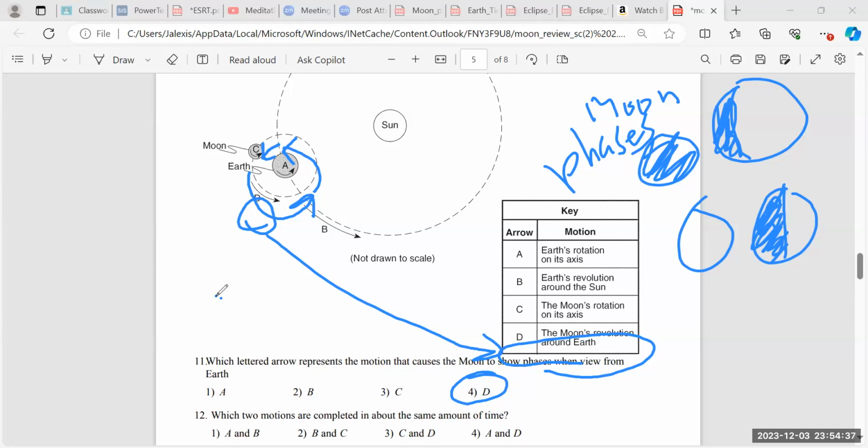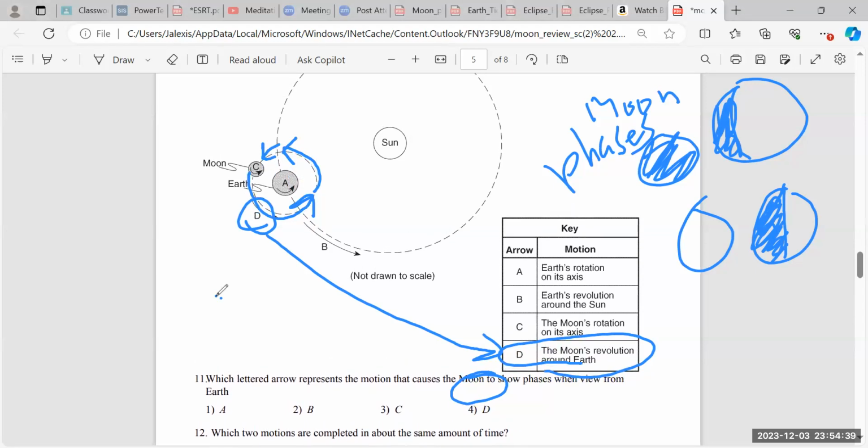I do want to take the time to very quickly put some numbers around these movements. So the Earth's rotation around its axis, what is the rate for that? Do we remember? Earth's rotation around its axis is 15 degrees per hour. Earth's revolution around the sun is what? What is it, everybody? 1 degree per day.